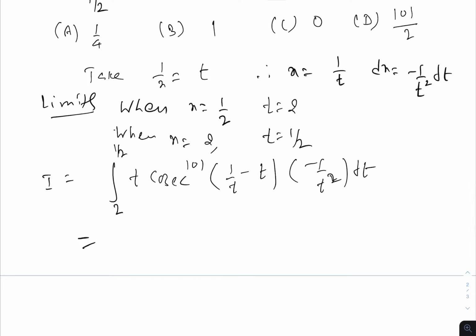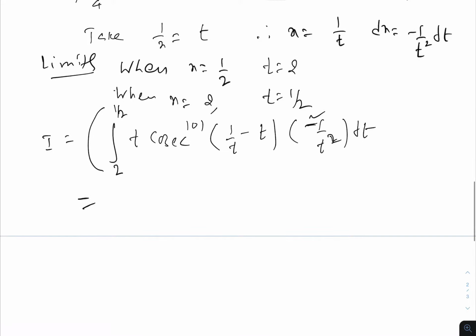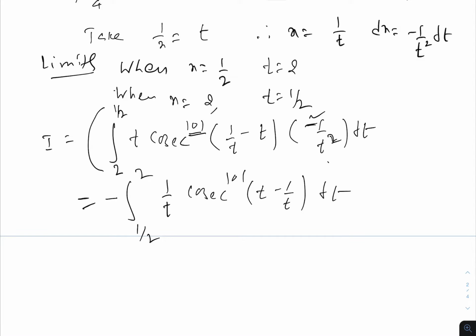Now this is equal to, let us use a minus sign to revert the integration limits. So that is integral from 1/2 to 2, then 1 upon t squared and t, so that is 1 by t. Can I write cosec power 101 and take the minus sign outside, so that is minus of (t minus 1 upon t), and cosec of minus is minus cosec, and the power is odd, so minus cosec power 101 (t minus 1 upon t) dt.